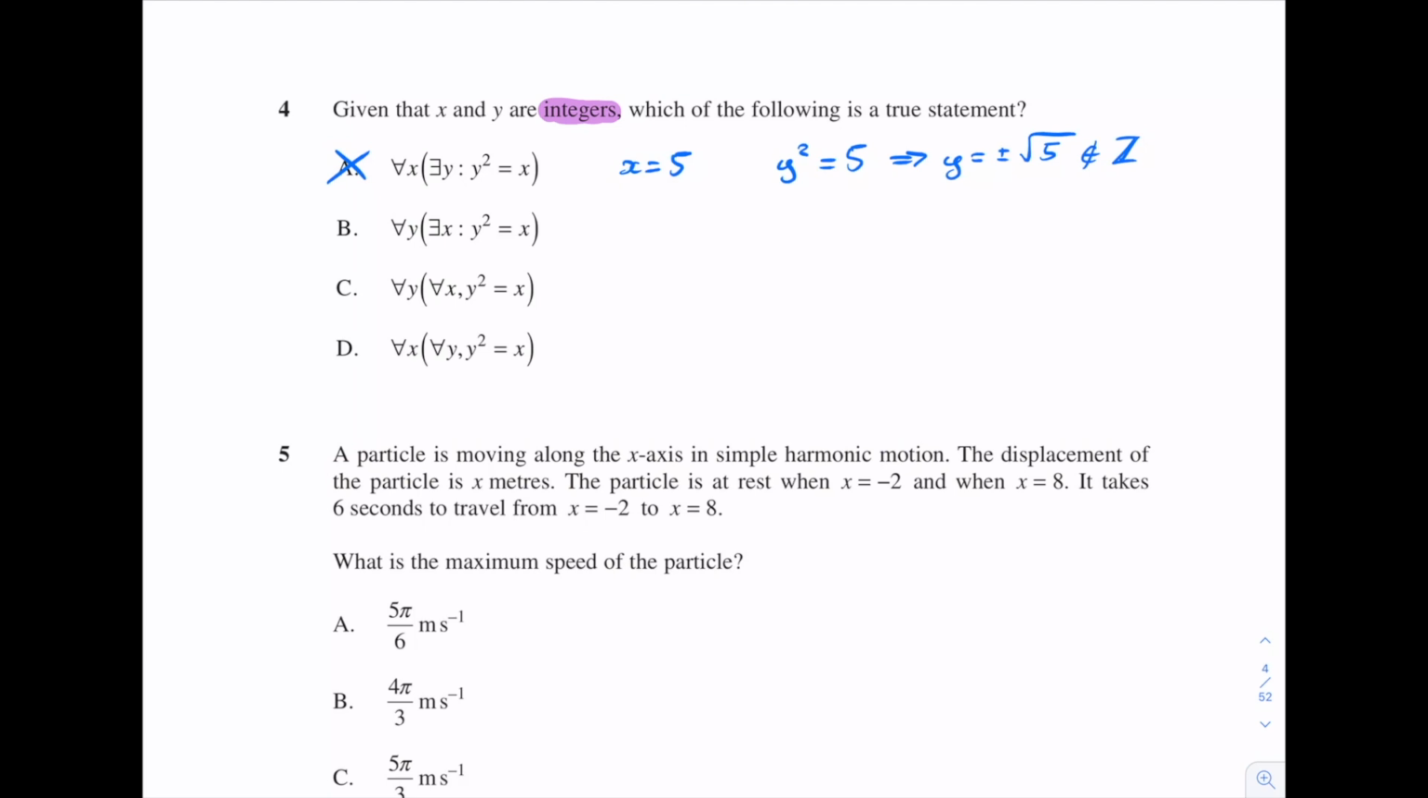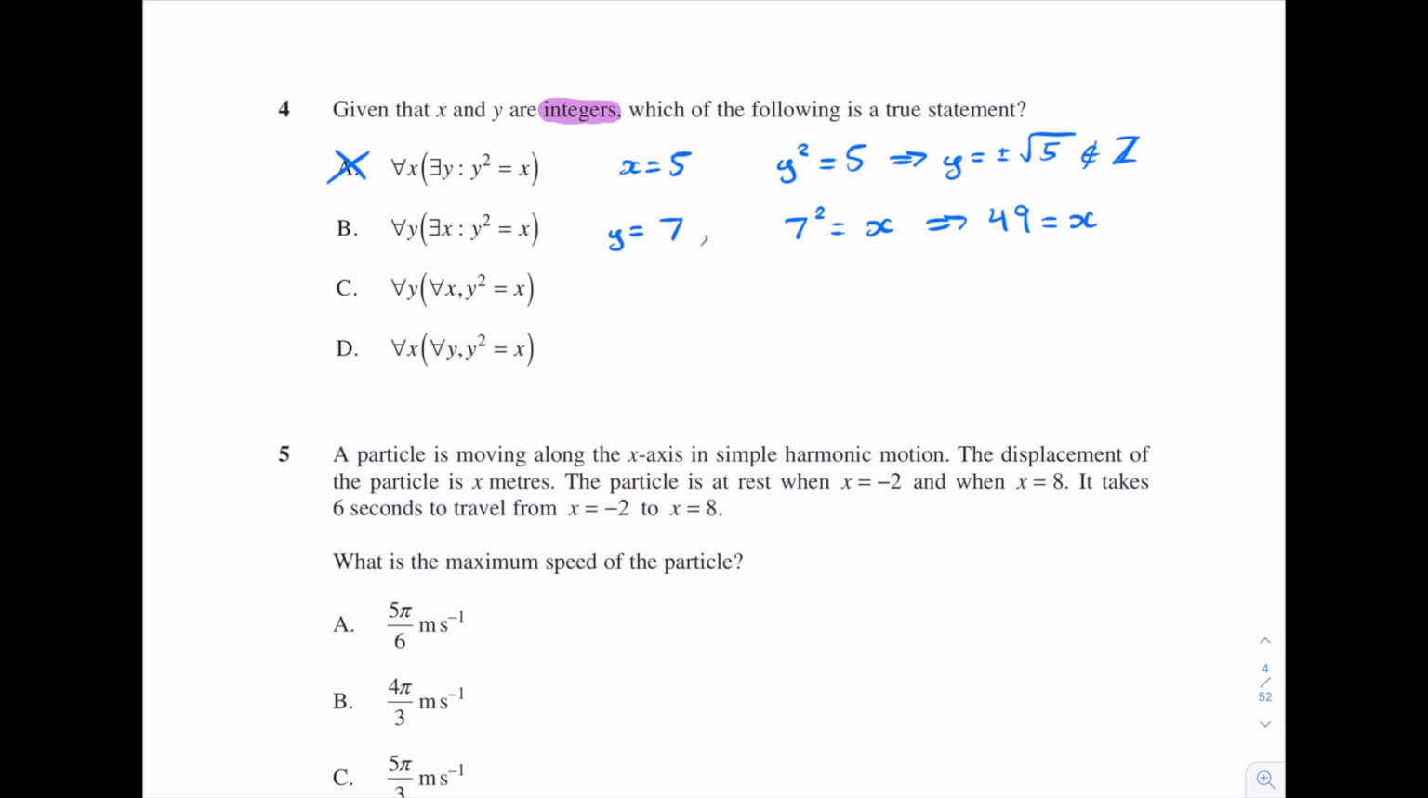Option B, for every y, there exists an x such that y squared equals x. Okay, so for every y, let's just pick a y. So let's say y is equal to 7, any number. Now it's saying that there should be an integer such that 7 squared equals x. So there should be some integer value for x. And we know that there is an integer value for x here. That's clearly just 7 squared, it's 49. Okay, 49 is equal to x. So this one looks like it's going to be correct. So I'm keeping that in the back of my mind.